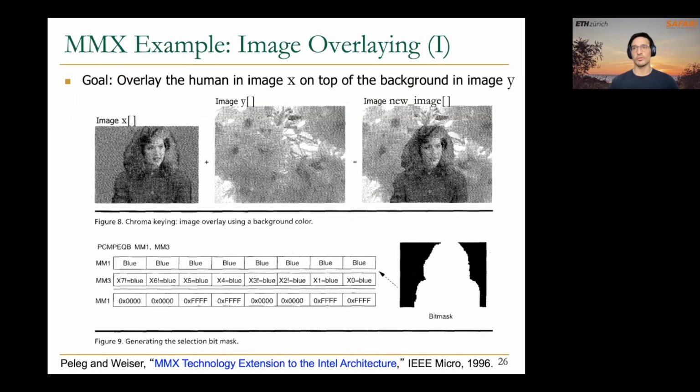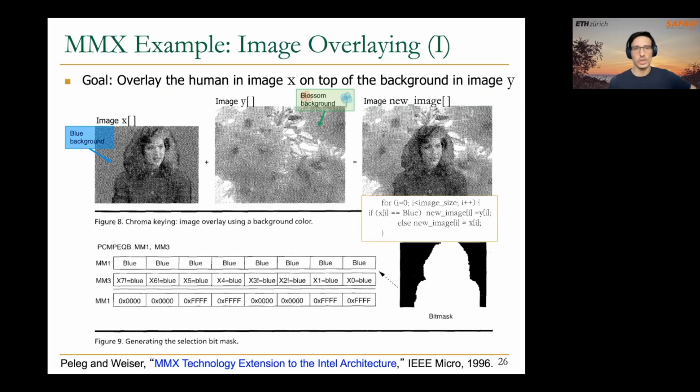Remember the example of MMX, the multimedia extensions in the x86 architecture, the other day. We covered this example where we want to replace the blue background in an image X with a blossom background and generate a new image like this one on the right-hand side. In order to do so, the first thing is to generate a mask.